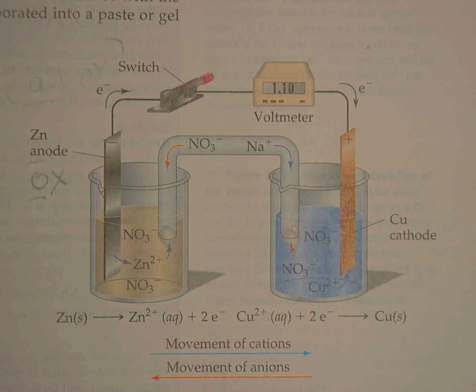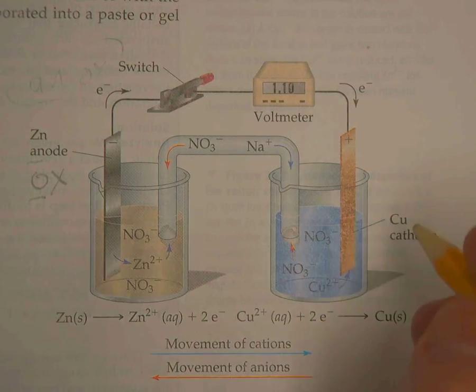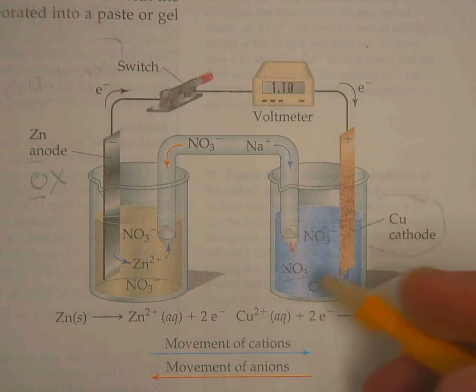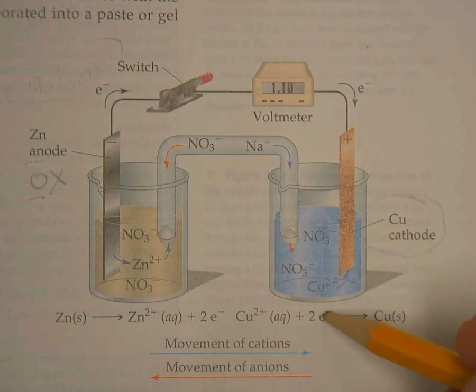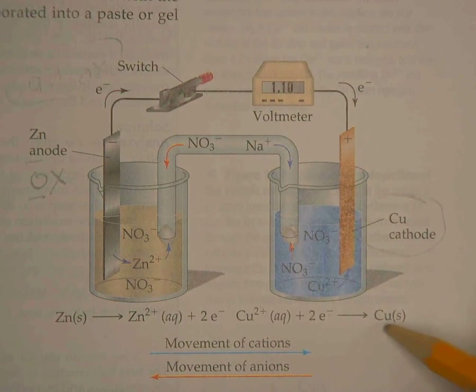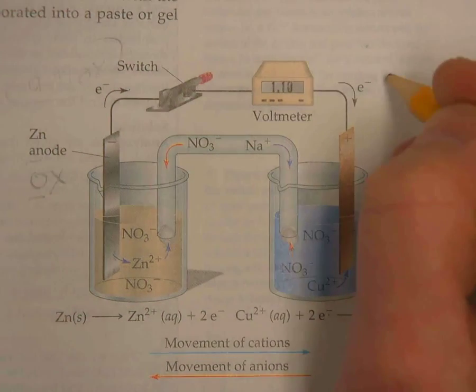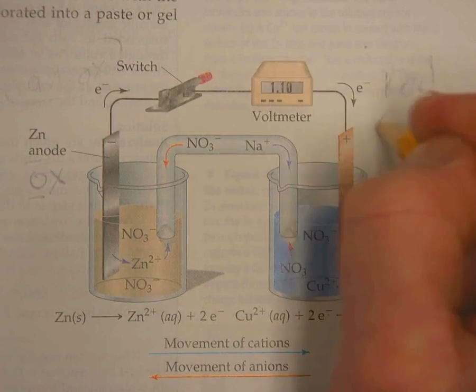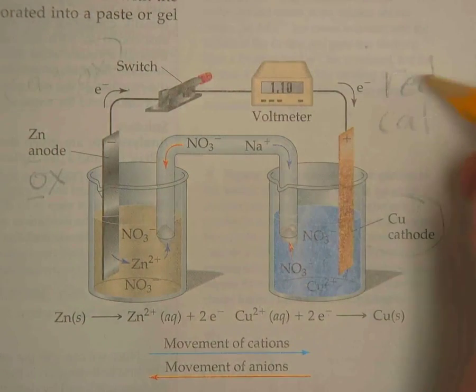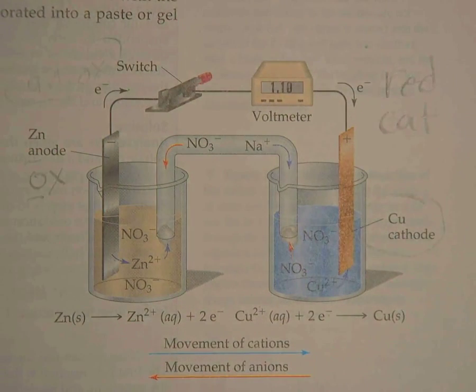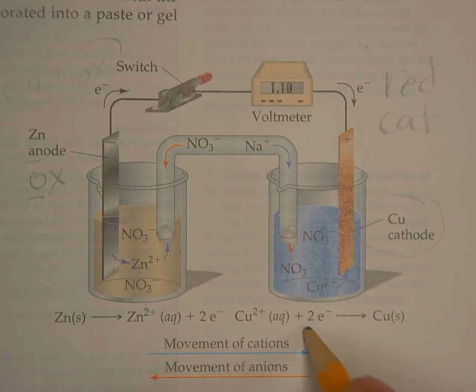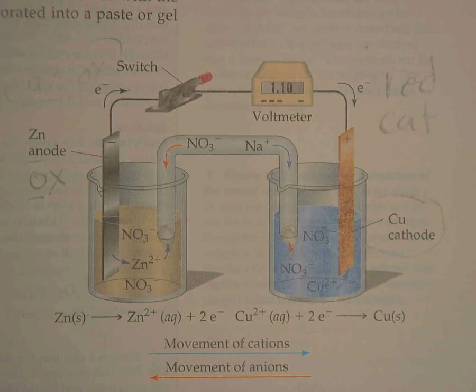An ox. By definition, the electrode at which reduction occurs is called the cathode. The cathode right here is where copper plus 2 gains electrons and becomes Cu solid. And you can remember "red cat" because reduction occurs at the cathode. And reduction is the gain of electrons right here.